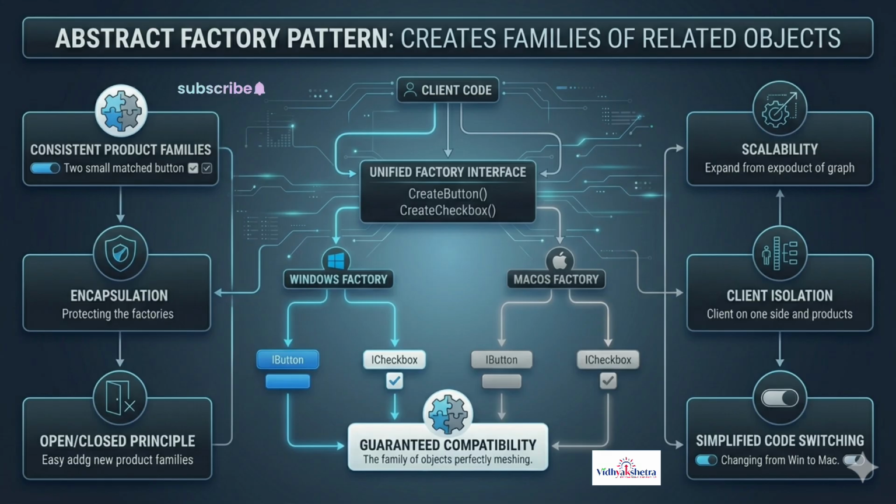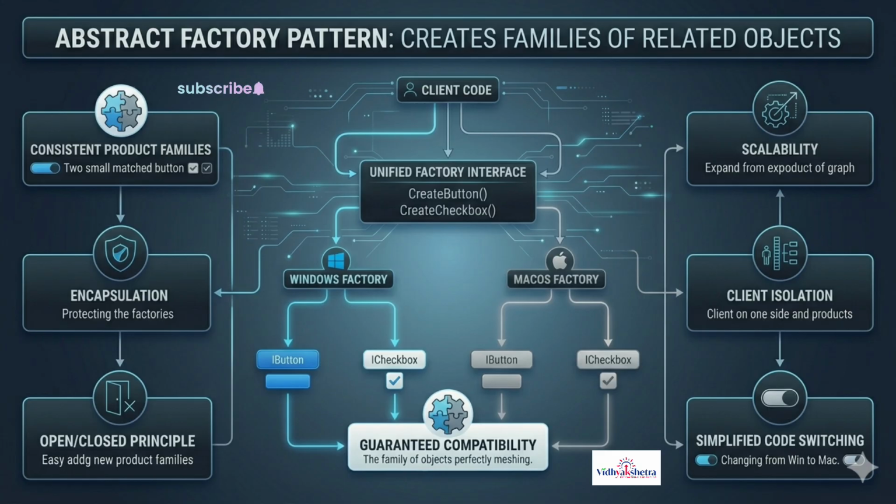Another important aspect of the abstract factory pattern is that it improves code organization and readability. By centralizing the creation of related objects, the pattern avoids duplication and makes the system easier to understand. It also makes it easier to switch between different families of objects by simply changing the factory.